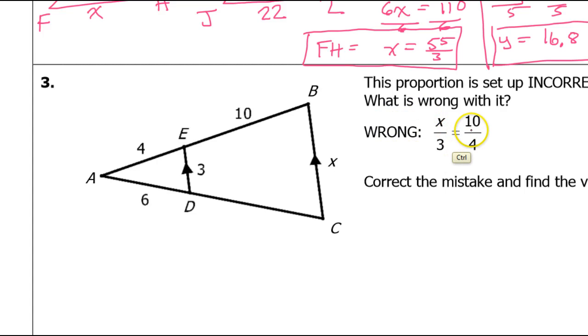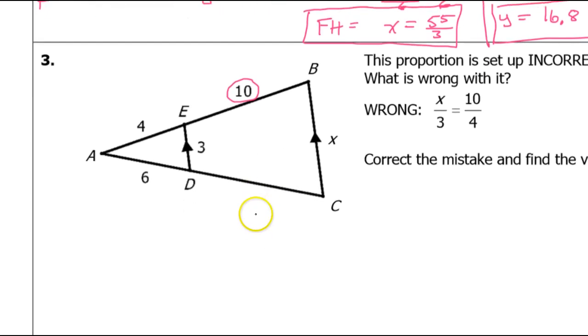This proportion is set up incorrectly. What is wrong with it? Let's see. The problem is going to be the 10. Since we are using these parallel sides here, we're not doing the side splitter theorem, we have to use these triangles separately. So I need to draw the small triangle and the large triangle separately.